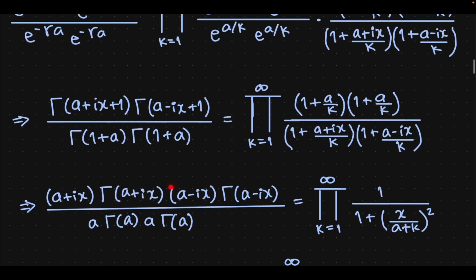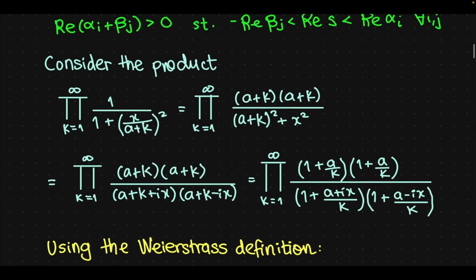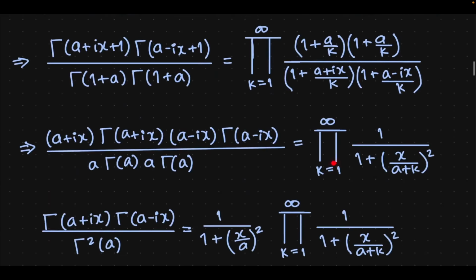We can simplify the left-hand side using the recurrence relation of the gamma function. So we get a plus ix times gamma of a plus ix times a minus ix times gamma of a minus ix, divided by a times gamma of a times a times gamma of a, equals, now the right-hand side is actually just the product we considered before, the Weierstrass definition, which is this. So we can just substitute that in. It's the product from k equals 1 to infinity of 1 over 1 plus x over a plus k, the whole thing squared.